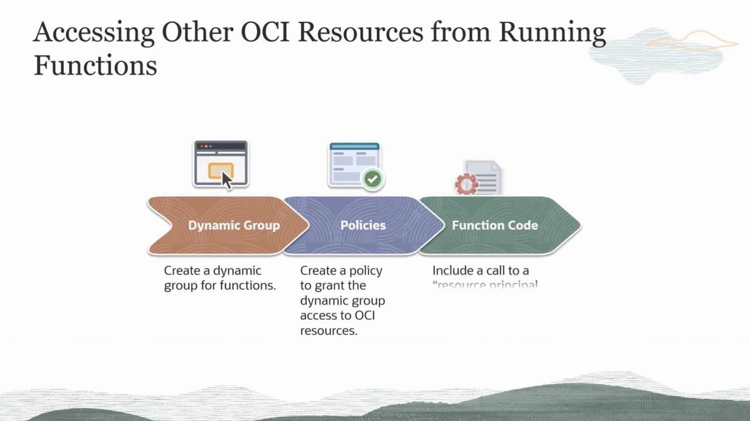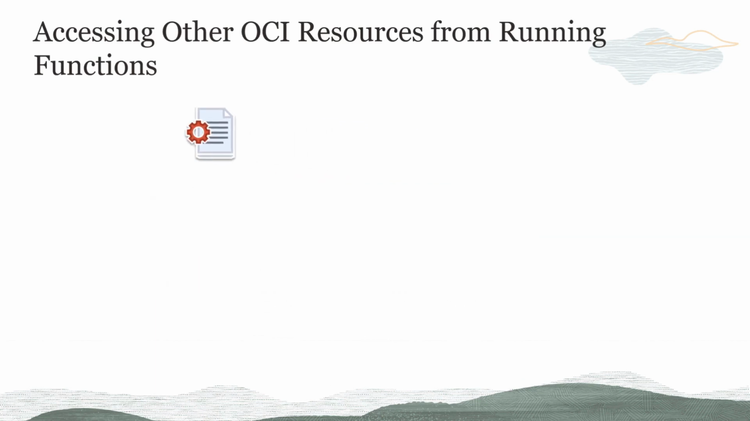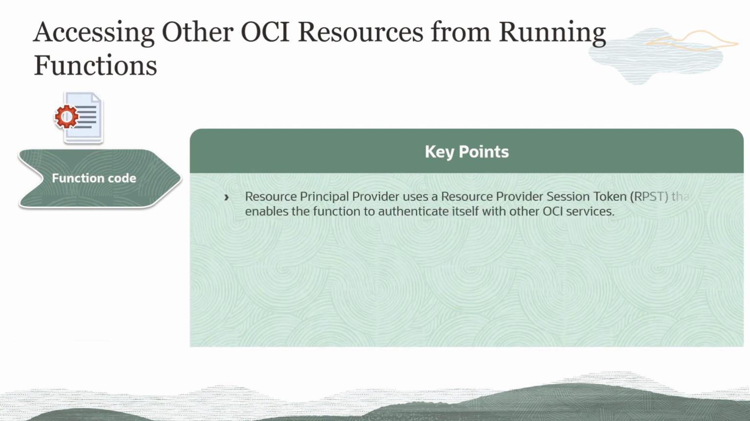The third and the final step is to include a resource principal provider in the function code to enable the function to authenticate with other OCI services. First, let's discuss how authentication works with the resource principal provider. This provider uses a resource provider session token, also abbreviated as RPST, to authenticate functions with other OCI services. This token ensures that functions can securely access the necessary resources defined by their policies and dynamic groups.